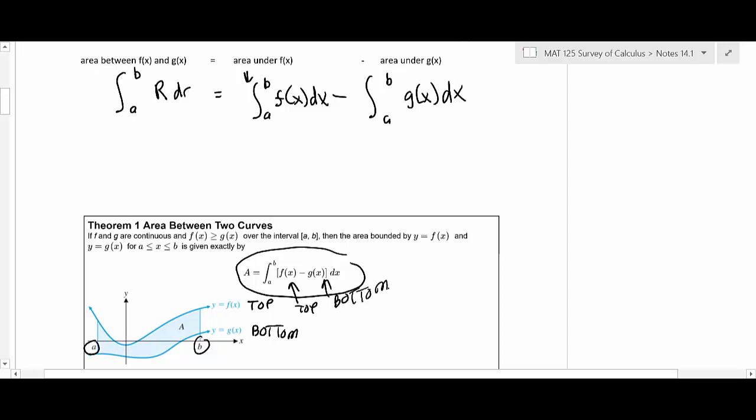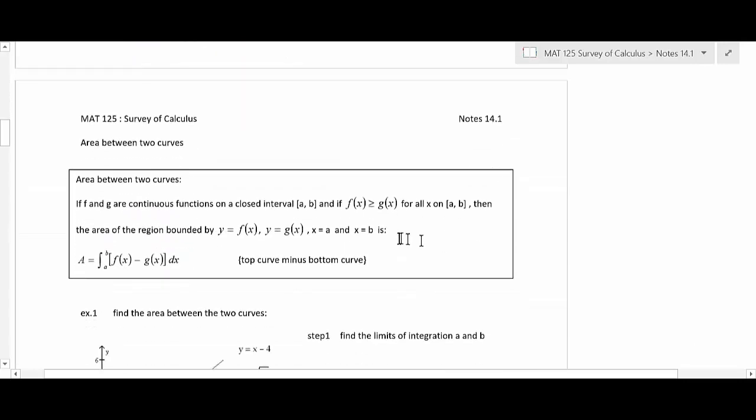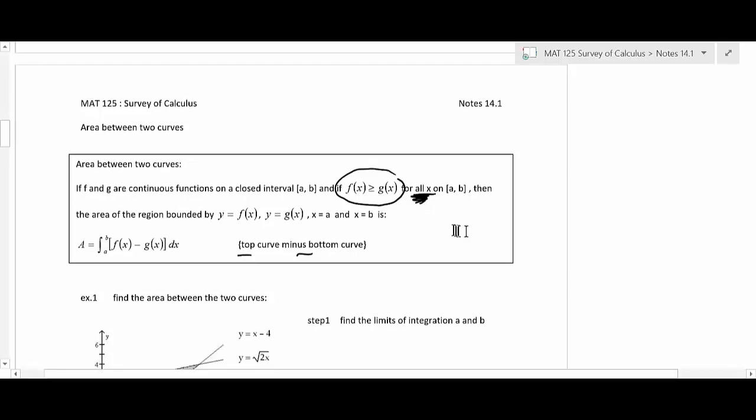And we're going to look at probably just two situations in this section. The next page, I just wrote this more in words. Just think of this as top curve minus bottom curve. The thing on this is f of x has to have bigger values than g of x everywhere on that interval A to B. If that's not the case, if the curves change, where one curve is on top of the other for a while and then it flip-flops, then you can't do it this way. You have to do something a little bit different.